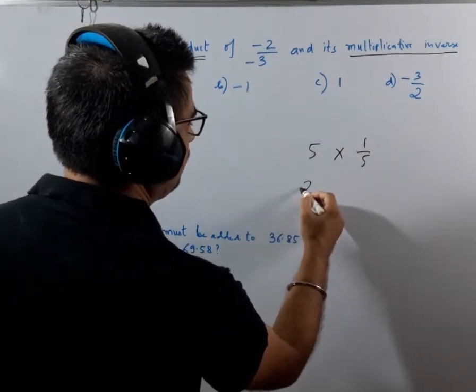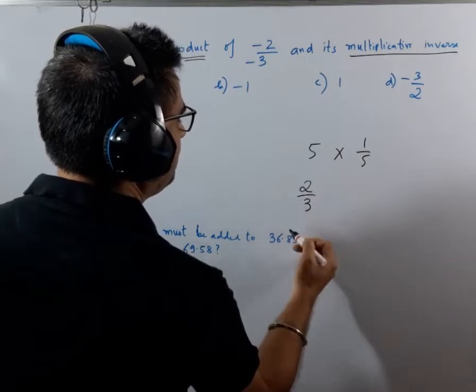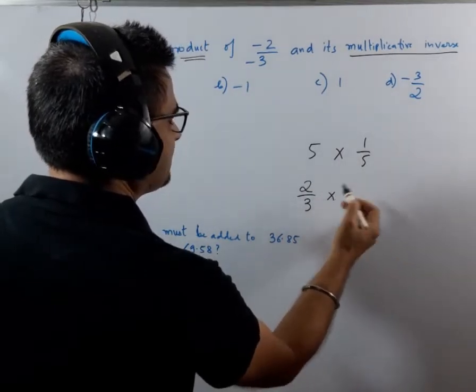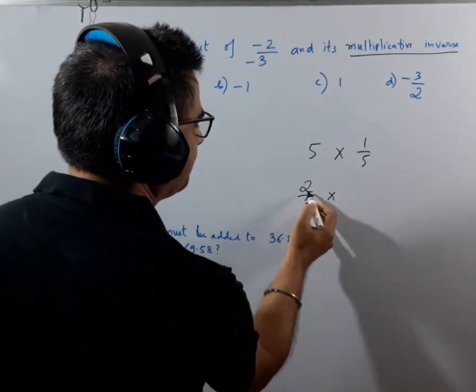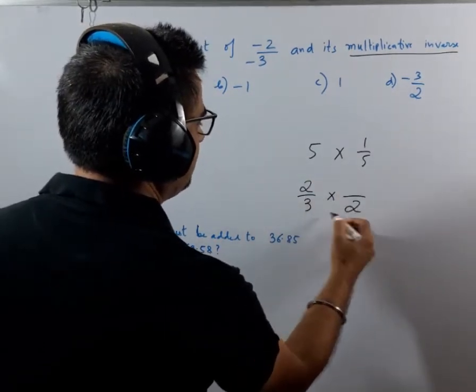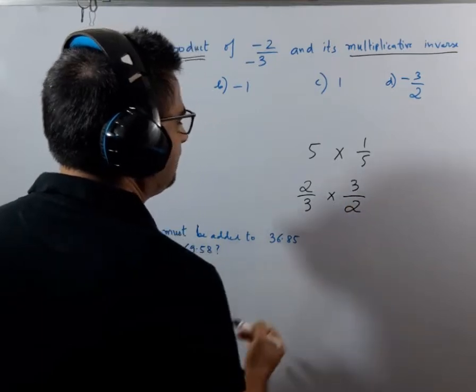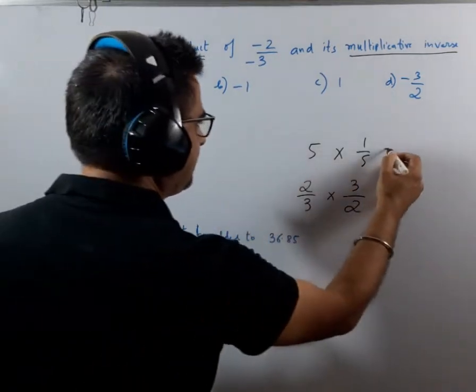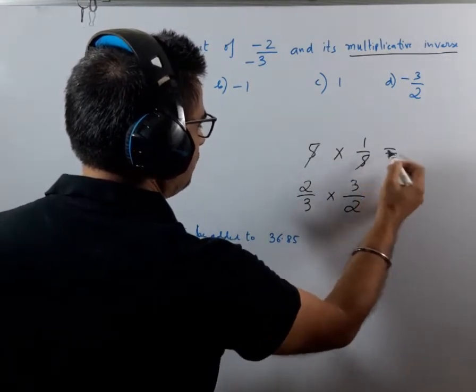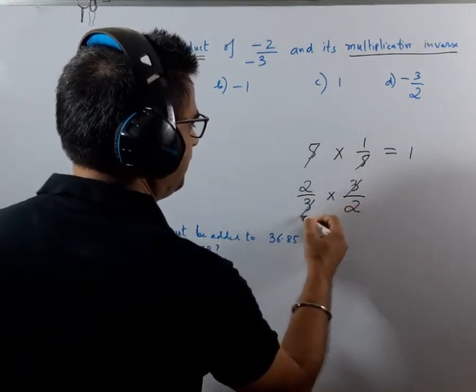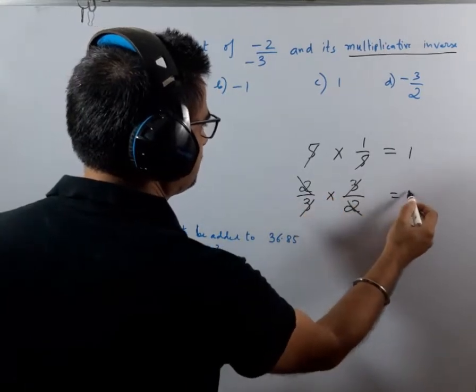Let's say if you are to multiply 2 by 3 with its reciprocal, which is its multiplicative inverse, it is just the opposite, isn't it? The numerator becomes the denominator and the denominator becomes the numerator. So in either case, what do you get? 5 and 5 cancel each other out and you are left with 1. Here 3 and 3 gone, 2 and 2 gone. So this also gives you 1.